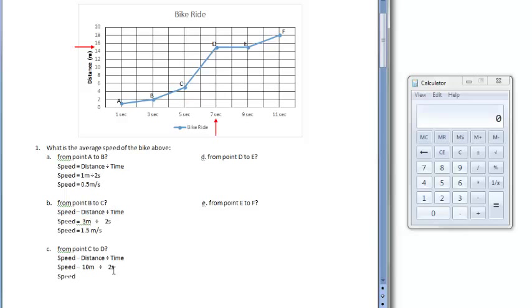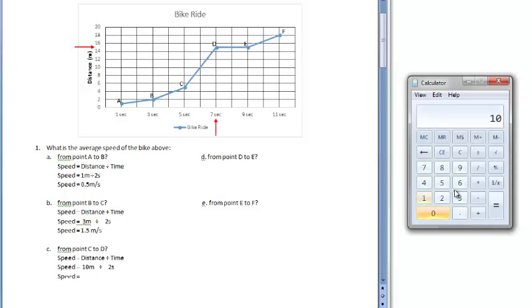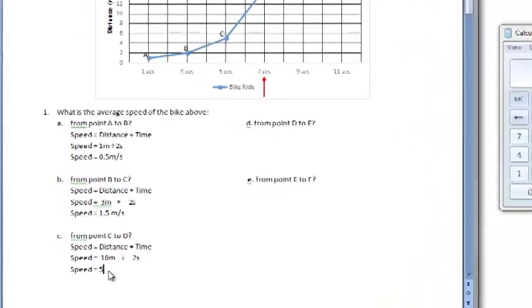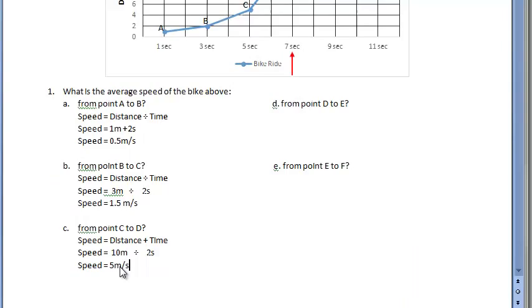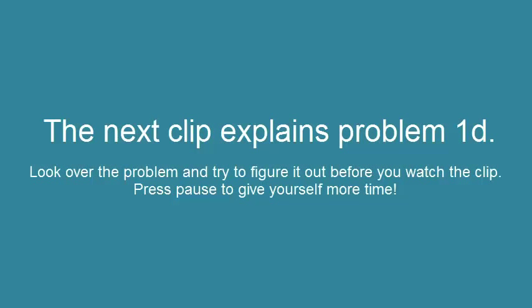When I calculate that on my calculator, I have 10 meters divided by 2 seconds, and that equals 5. So my answer is 5 meters per second. Every second, the bike went 5 meters.